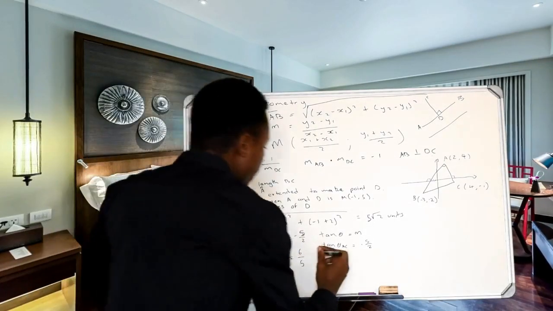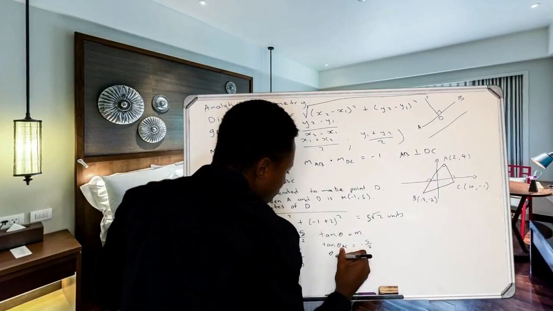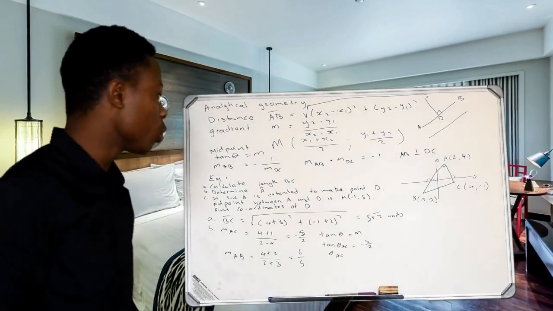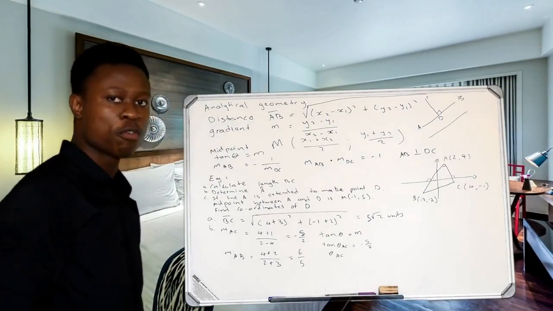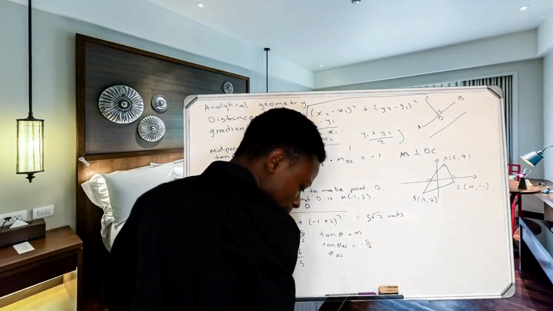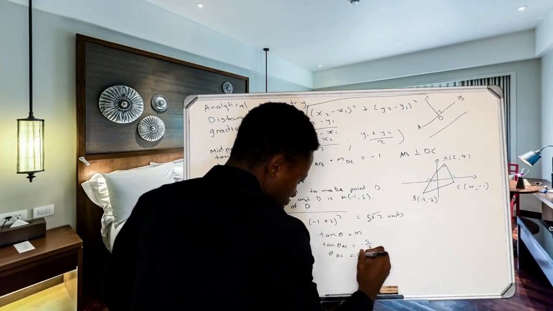So now I can just find what theta AC is equal to by tan inverse on both sides. So it will be tan inverse of negative 5 over 2 in your calculator. And the answer that you should get is 68.20.